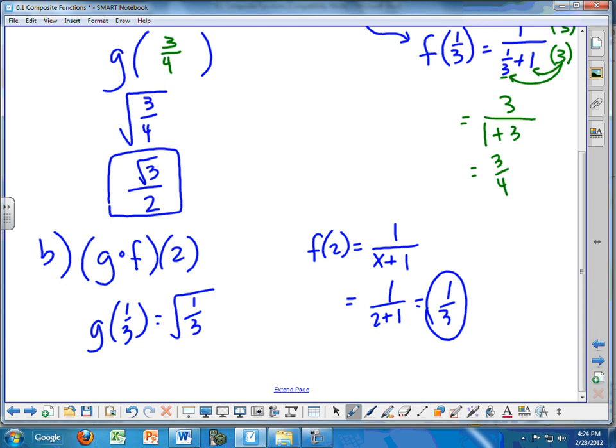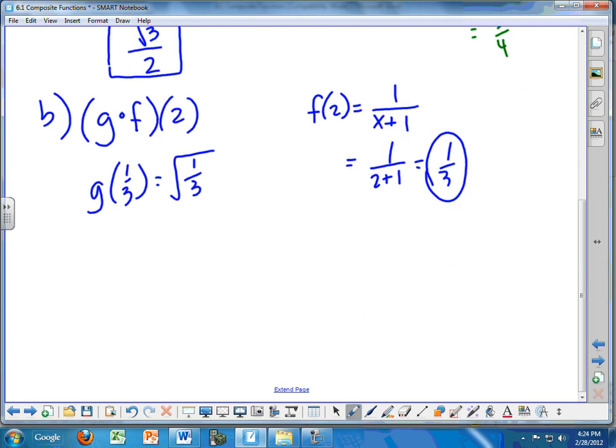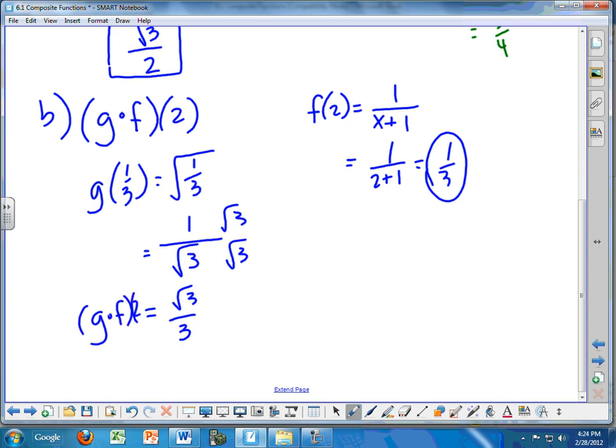So that's the answer. And of course, some classes would like you to rationalize that. That's the square root of 1 over the square root of 3. That's 1 over the square root of 3. Or simplifying that out, I don't know if I'd call that simplifying, but anyway, radical 3 over 3 would be an answer that would be appropriate for g of f of 2. I'm squeezing that in over there. Okay, so that would be the other way to do it.